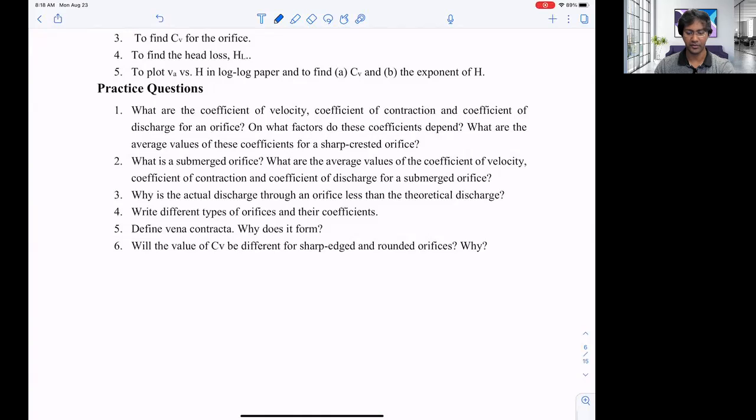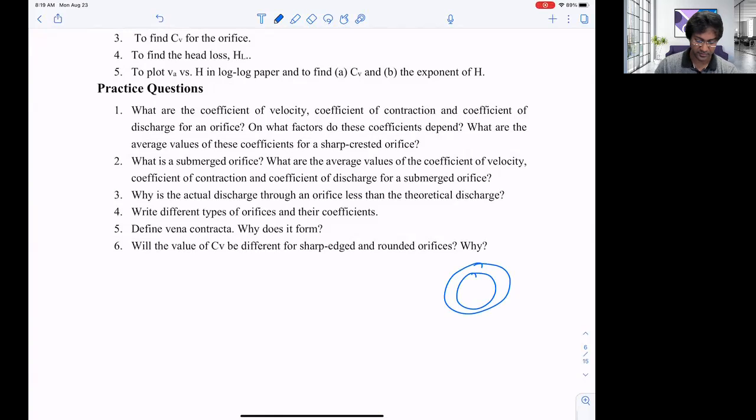Definitely it's the opening, right? It should be a rounded opening or any thicker opening, so it depends on that one. And if your hole is bigger, then it will be different. So what are the average values of this coefficient for a sharp crested orifice? It is not that big, it is around 60%. So you can find it using an online search or from your book.